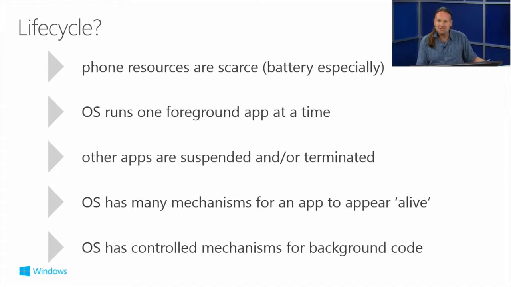So the way the OS helps to conserve the battery is that it makes sure that it'll only run one foreground app at a time. First session tomorrow is about background execution. So you can run code in the background under certain controlled circumstances, but there's no UI with anything that runs in the background. So when we talk about a foreground app, we're talking about an app with UI, and only one of them at any one time can have the screen.